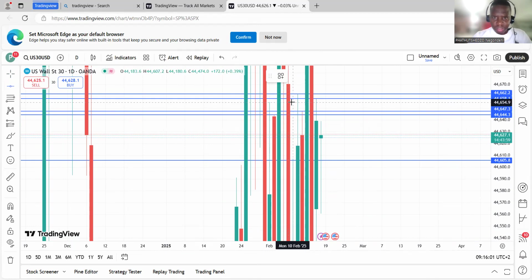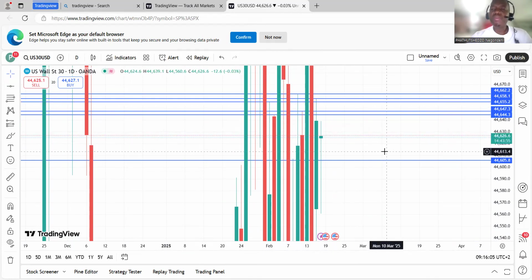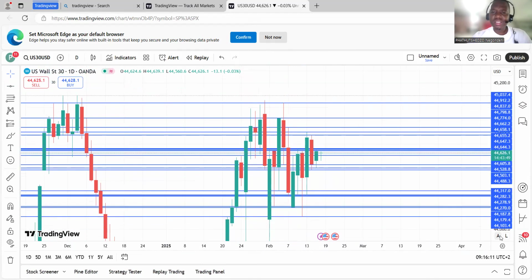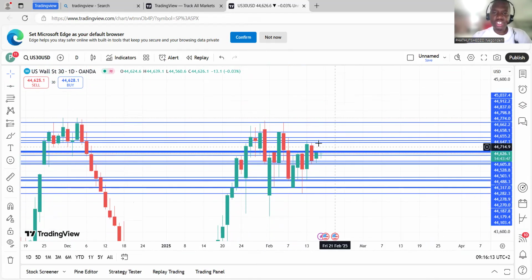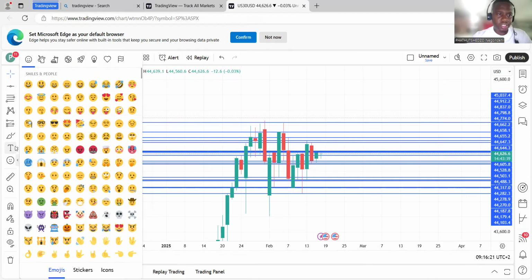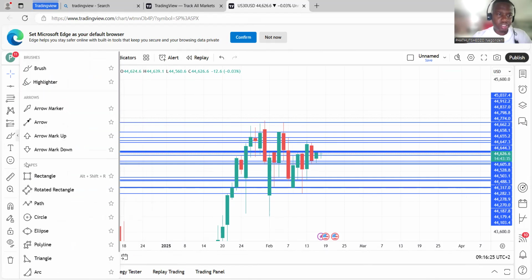This is what we mean, guys. Also, the reason why I have so many support and resistance, guys, is because this thing is ranging. If you just circle here, let me circle for you, guys, just to show you the range that I'm talking about. This thing is ranging, guys. It has been on a range.